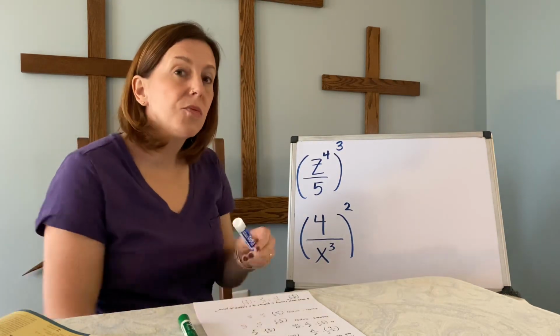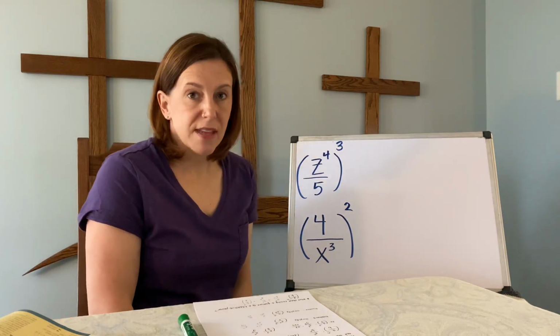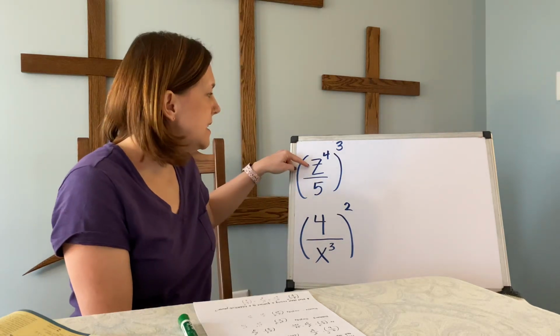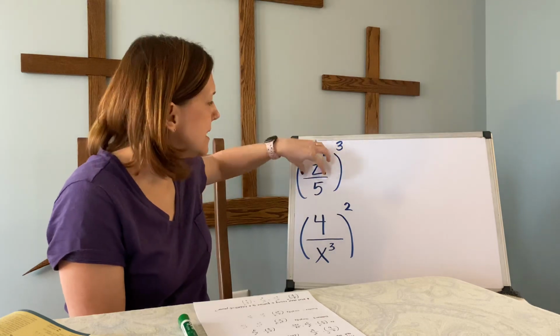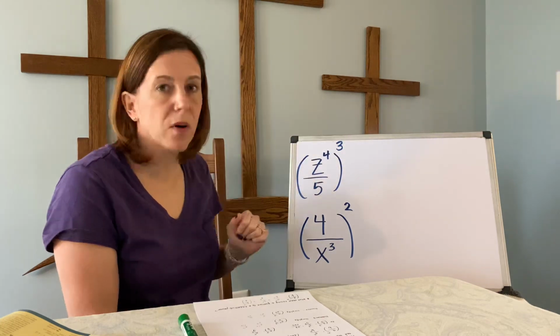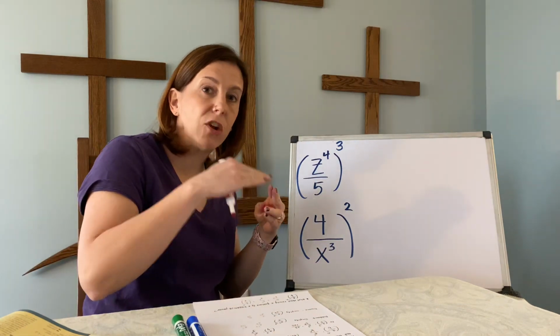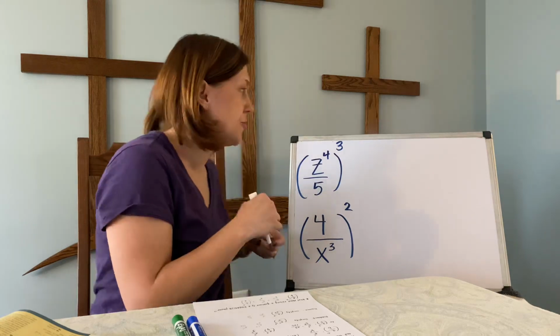Okay, so our first one to apply is this one. If I want to simplify this, I need to recognize that inside my quantity, I have z to the 4th divided by 5. I want to raise that entire quantity to the 3rd power. So what that means is I need to raise my numerator to the 3rd power, and I need to raise my denominator to the 3rd power.